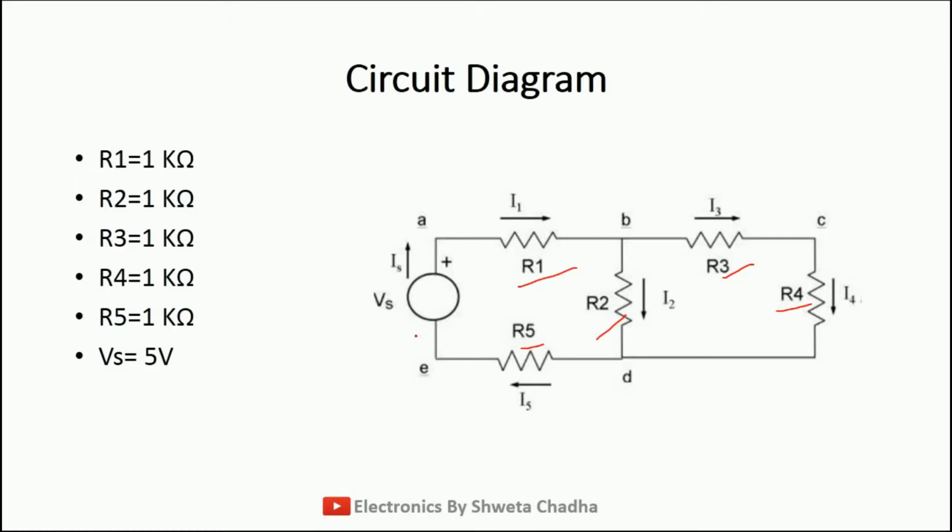And Vs is the input voltage, the power supply which we will be providing. Now, the value of the resistances that we are going to consider. So, I am going to consider all the 5 resistances R1 till R5 to be equal to 1 kilo ohm. Whereas, the power supply Vs which I am going to consider is equal to 5 volt. And then we will try to verify Kirchhoff's voltage law which will be applying on 2 different loops.